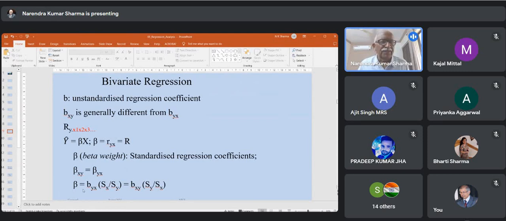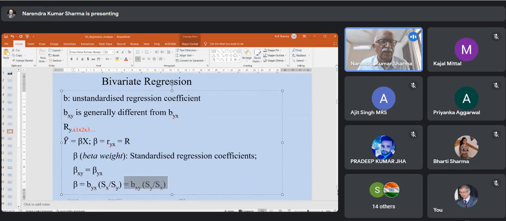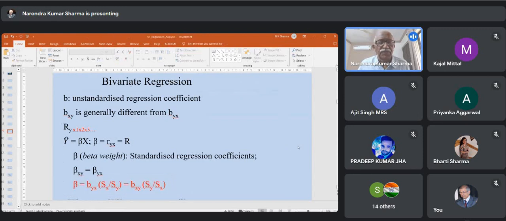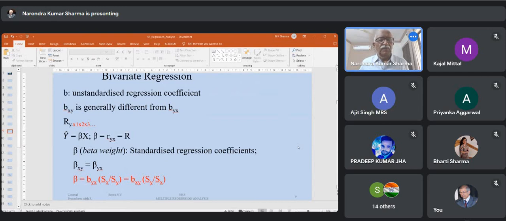So you can look at the relationships between beta yx and beta xy. You can see this by the equation at the bottom. This can be understood on the basis of their differences in standard deviations, because y and x have different standard deviations. Therefore, the b xy will be different from b yx.